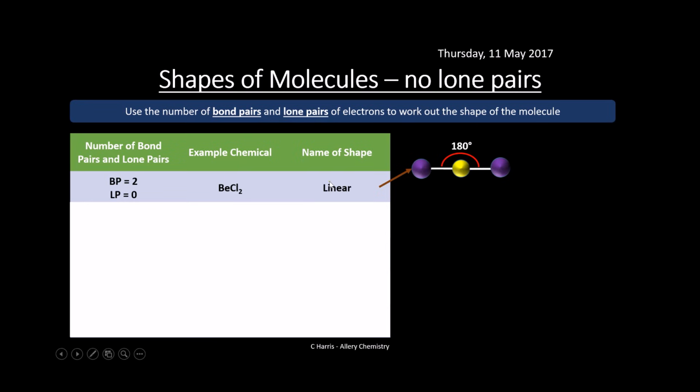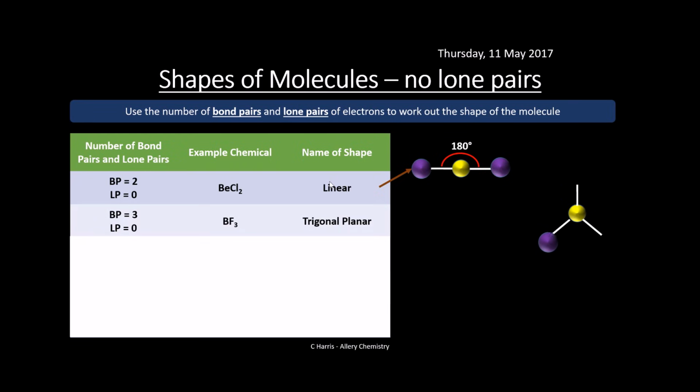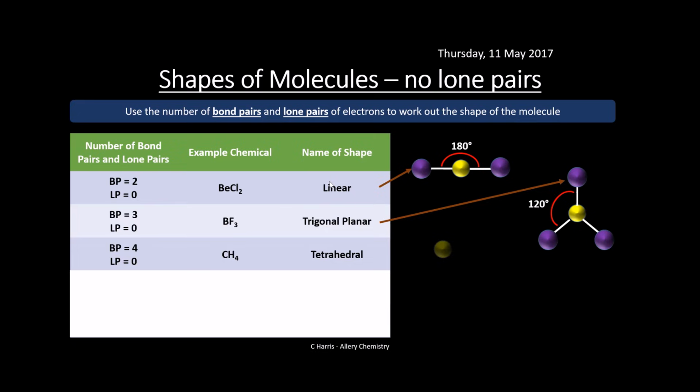Make sure you remember that one. The next one, 3 bond pairs, no lone pairs. The name of this shape is trigonal planar. Again, the bond angle between this would be 120 degrees, as you can see on there. So make sure you know the name as trigonal planar. This is a flat molecule. It's got 3 bonds. So that's why it's called trigonal planar.